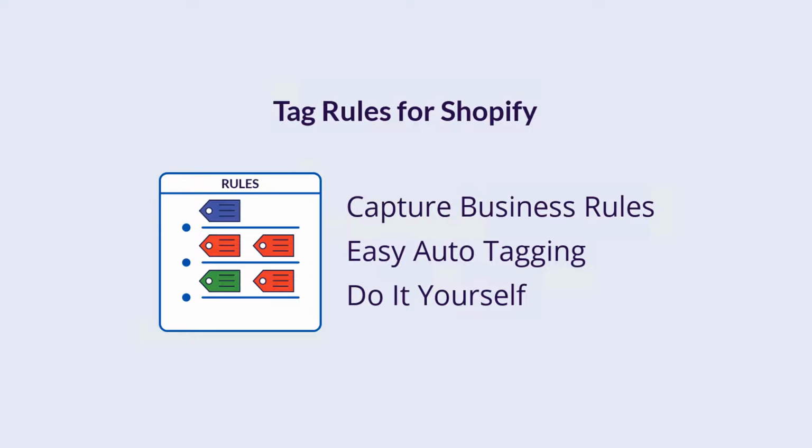Before we go into the demo, let me just mention that auto tagging products by vendor is part of our feature, tag rules for Shopify. With tag rules, we allow you to capture business rules and make them explicit, basically how tags should be applied to your products, to your orders, to your customers. It allows you to very easily auto tag everything on your store, and this feature is so easy that you can do it yourself. You don't have to hire a developer or another person to manage this for you.